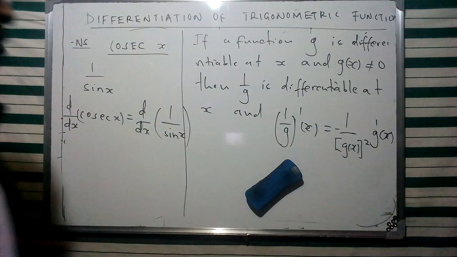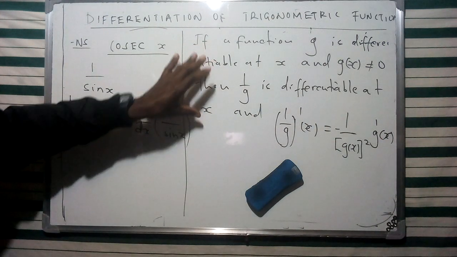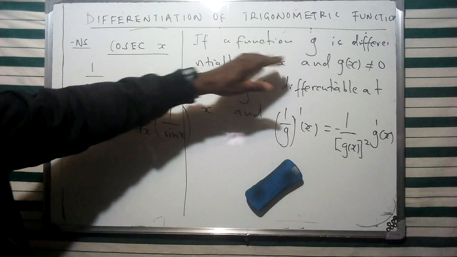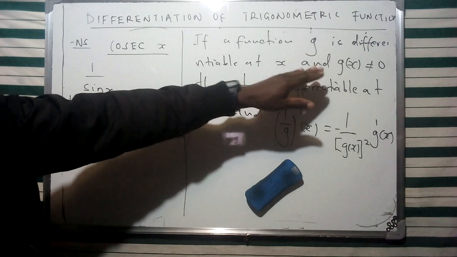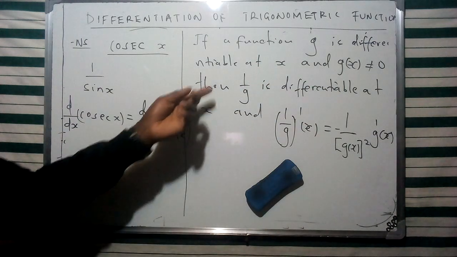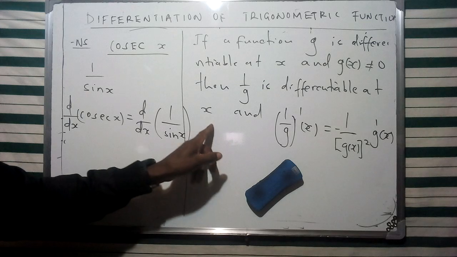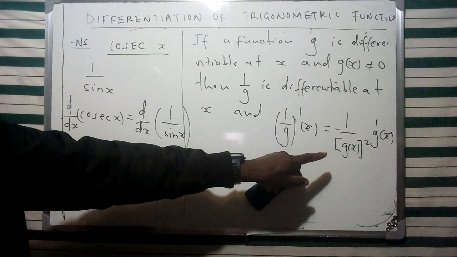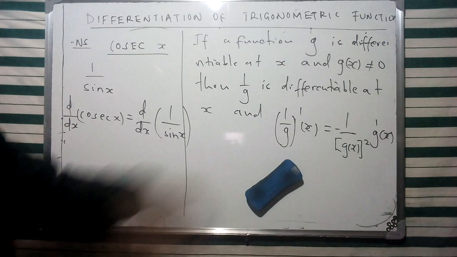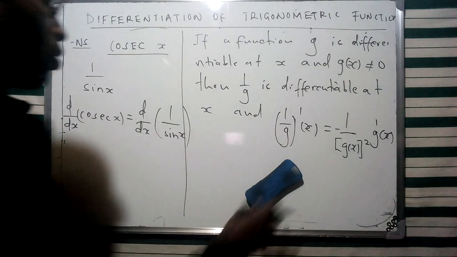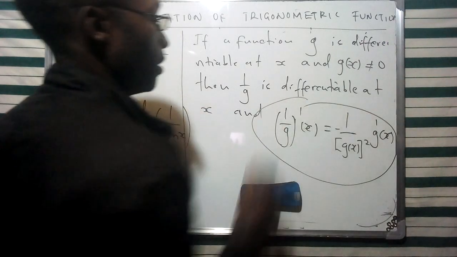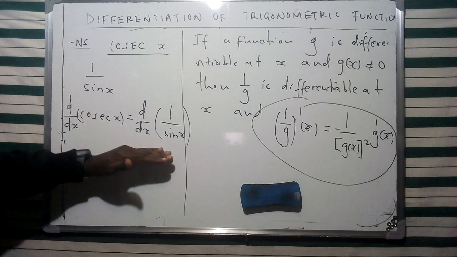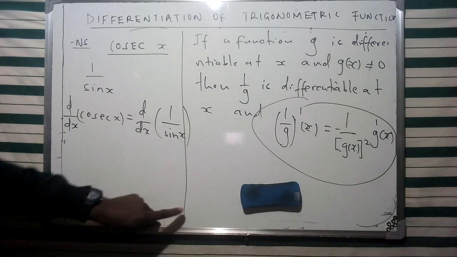So this is a theorem that gives us the condition under which the reciprocal rule is applicable: if we have a function g that is differentiable at x and g(x) is not equal to 0, then 1 over g(x) is differentiable at x, and the derivative of 1 over g is negative 1 over the square of g(x), times g prime of x. We're going to employ this condition in order to solve for this inverse of the sine function.